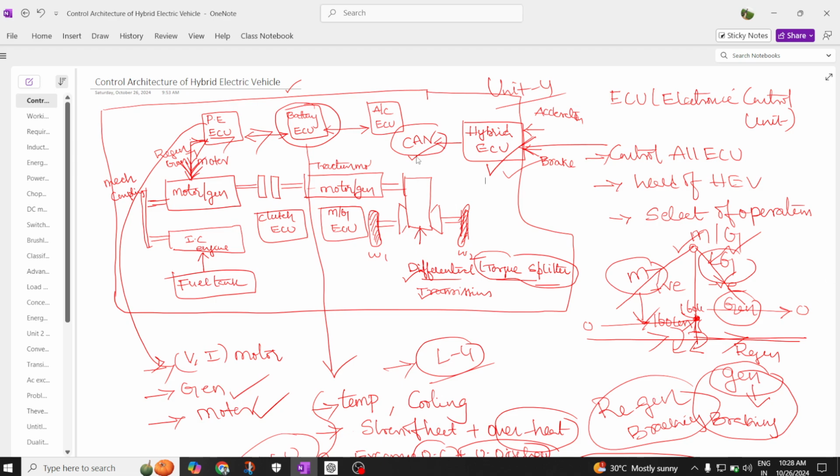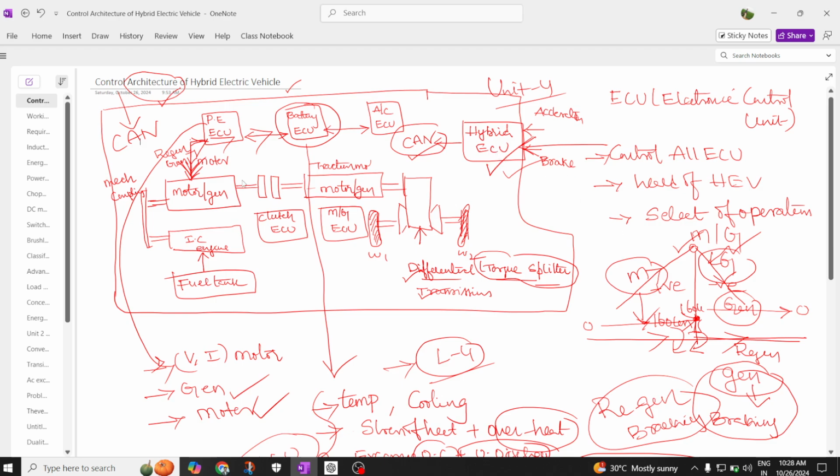It's very important how these different ECUs are interconnected with the help of control variables, and with the help of control variables each individual ECU is interconnected with each other. So this is an overall view of the control architecture. This is nothing but architecture, but it is controlled with the help of a CAN network. So CAN architecture of a hybrid electric vehicle. So this is all about the control architecture of a hybrid electric vehicle.